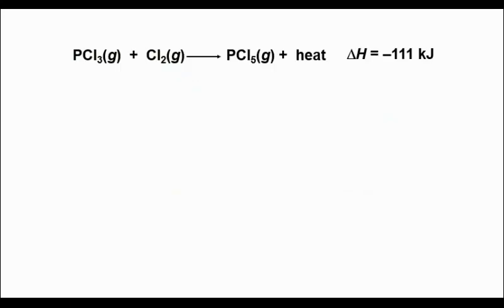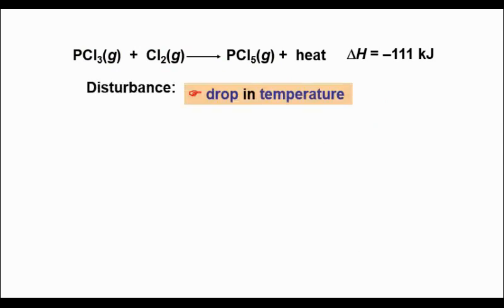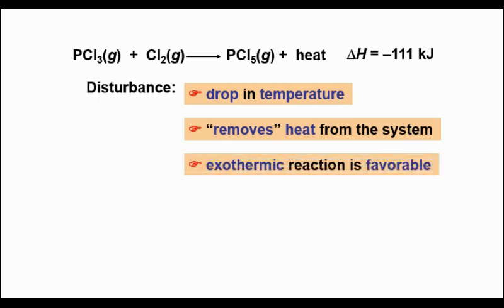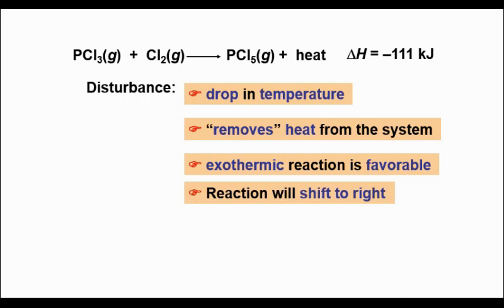However, in exothermic reaction, look at the example equation. When we decrease the temperature or drop in temperature, we remove heat from the system. So, exothermic reaction is favorable, which is the forward direction is favorable. So, the reaction will shift from left to the right. The equilibrium position will shift from left to the right.